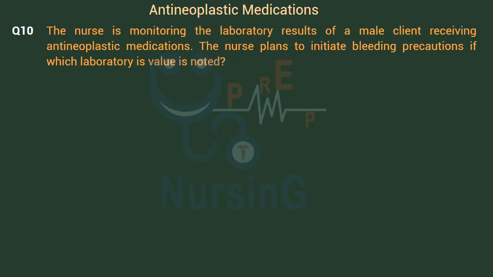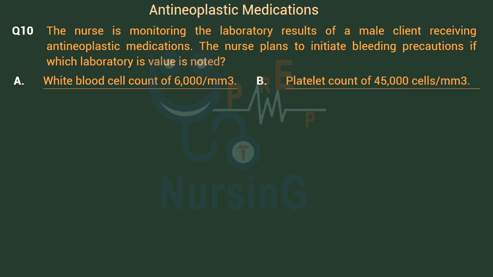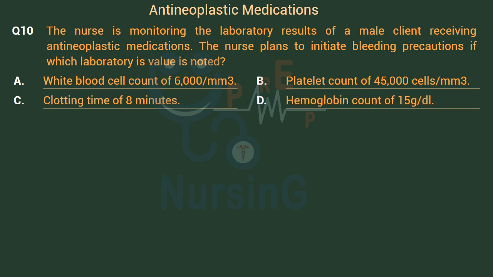The nurse is monitoring the laboratory results of a male client receiving antineoplastic medications. The nurse plans to initiate bleeding precautions if which laboratory value is noted. Option A. White blood cell count of 6,000/mm3. Option B. Platelet count of 45,000 cells/mm3. Option C. Clotting time of 8 minutes. Option D. Hemoglobin count of 15 grams/dl. Right answer is option B.